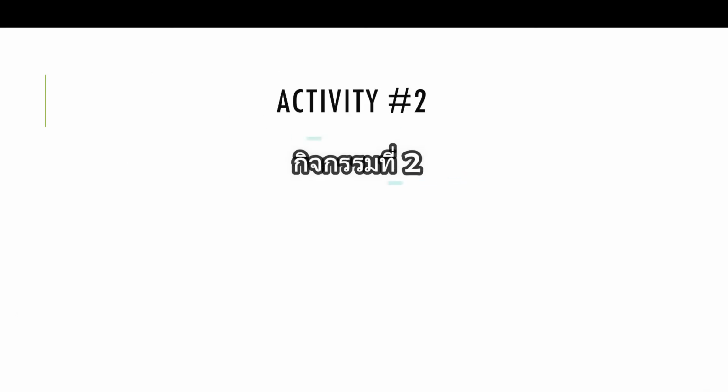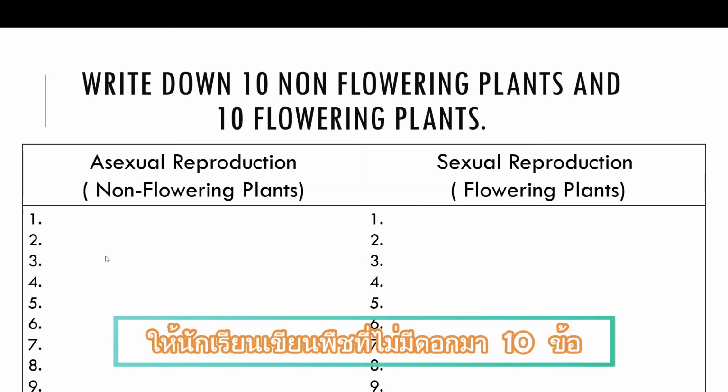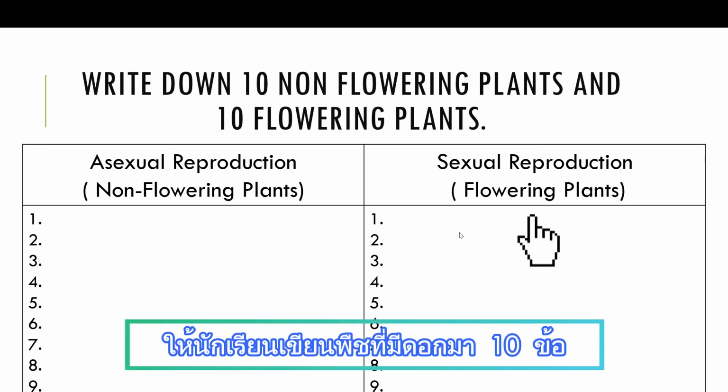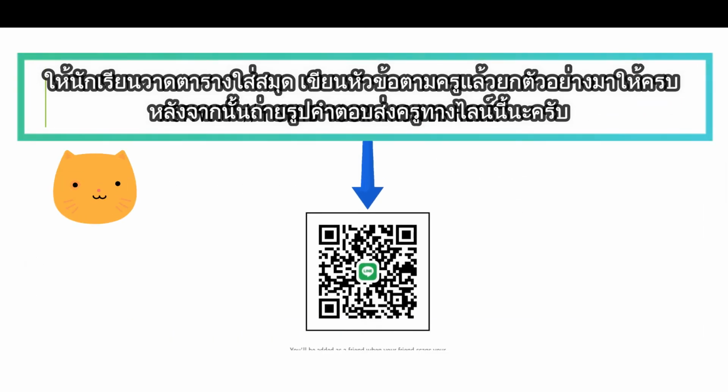Now your activity number 2 is to write 10 examples of asexual reproduction or non-flowering plants, and 10 examples of sexual reproduction or flowering plants. And after that, you are going to send your answer to my line ID.